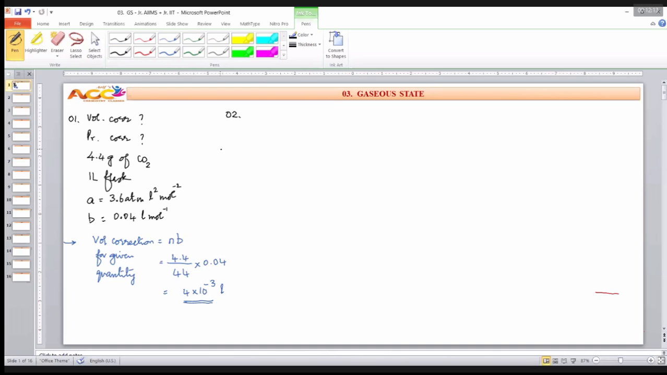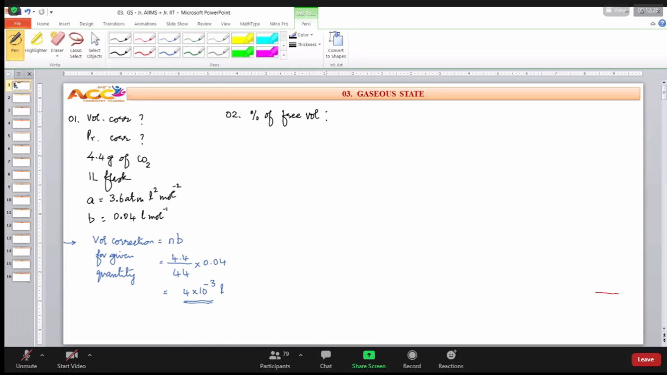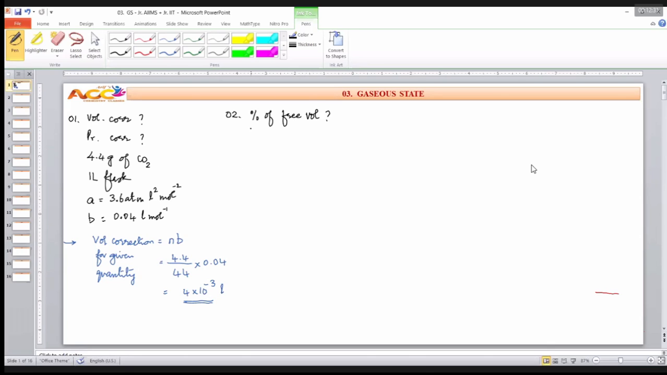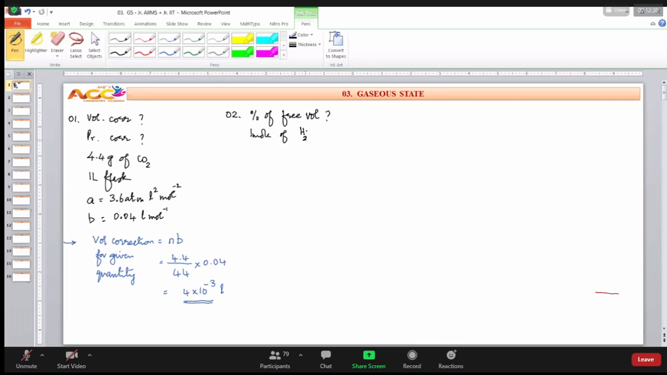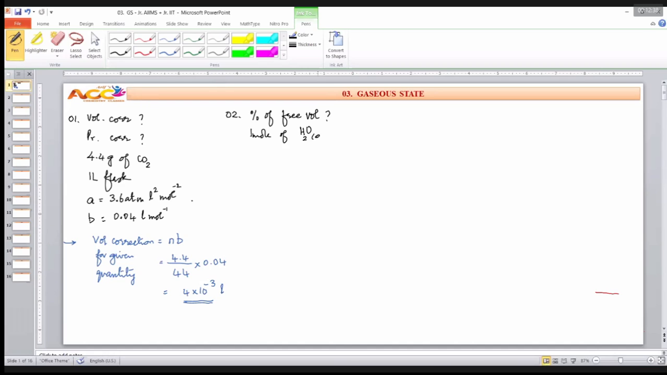Calculate the percentage of free volume available. What is it asking? Calculate the percentage of free volume available in 1 mole of gaseous water at 1 atmosphere. Okay, very nice. Achha, here one more thing is being asked. Sorry, I have missed that one.